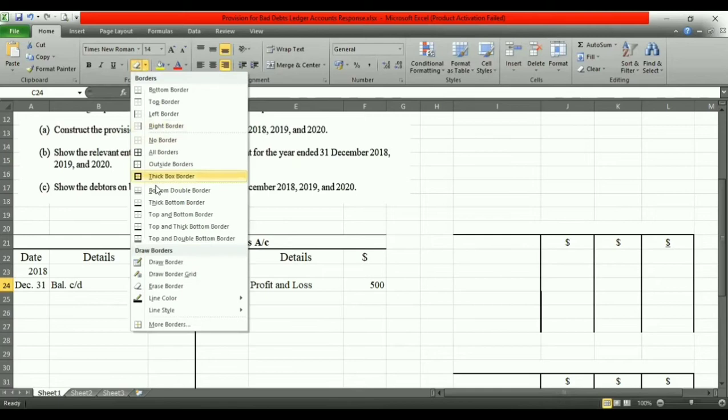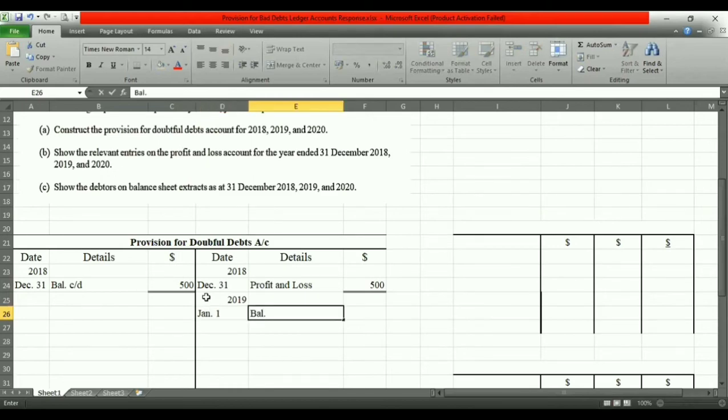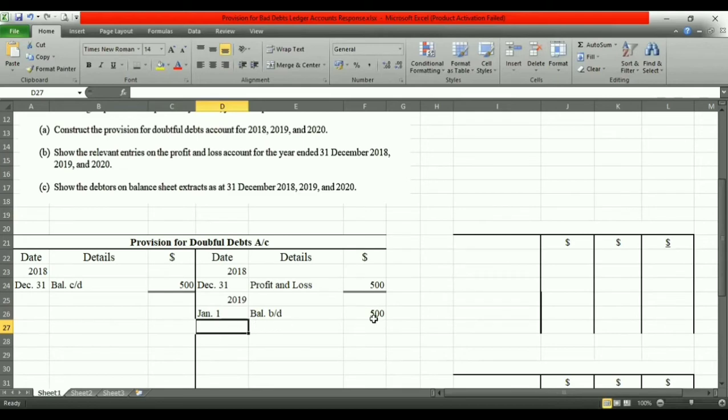So we're going to double underline that. And then we put in our balance brought down. After December 31st, we proceed to 2019, and that is January 1. Our details is balance brought down, and the value is the same thing as your carried down, which is 500. So we're saying that the balance in the provision for doubtful debts account for 2018 is $500. So we begin 2019 with that.